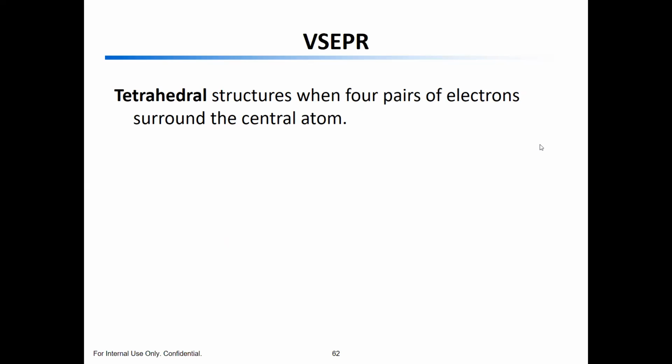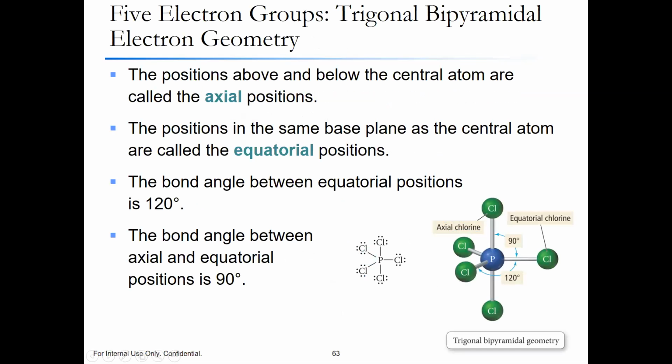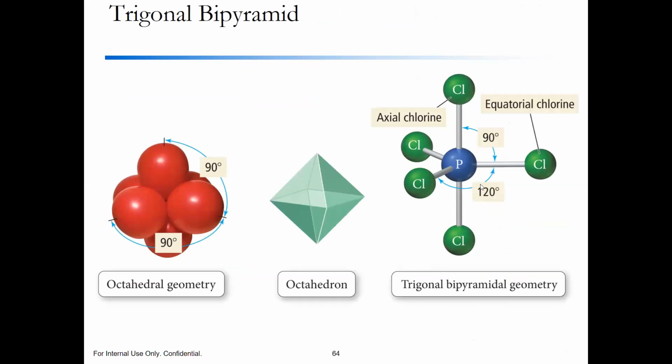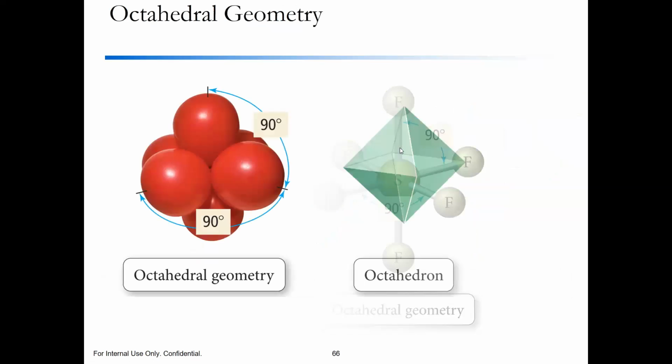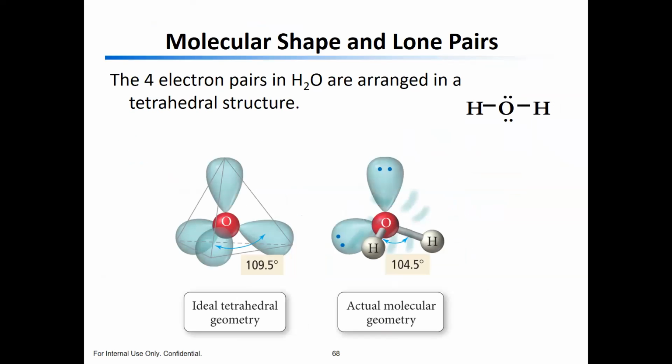We talked about tetrahedral geometry. That's when you connect 4 things to it. So I'm just going to skip. The next one is trigonal bipyramidal, octahedral, water. Water is also tetrahedral.